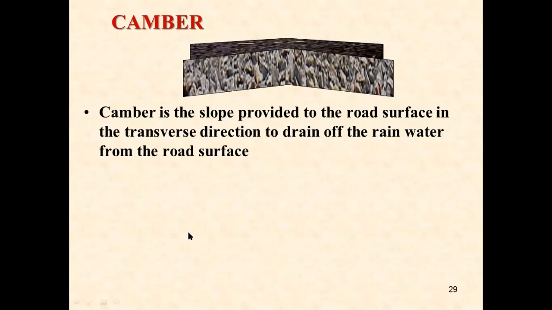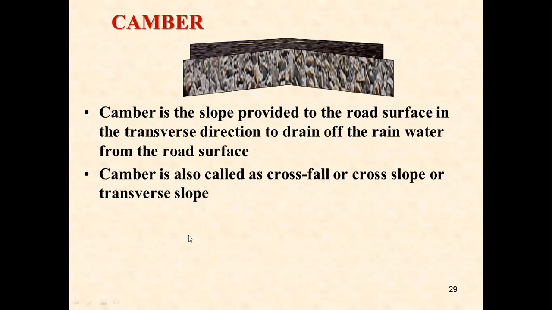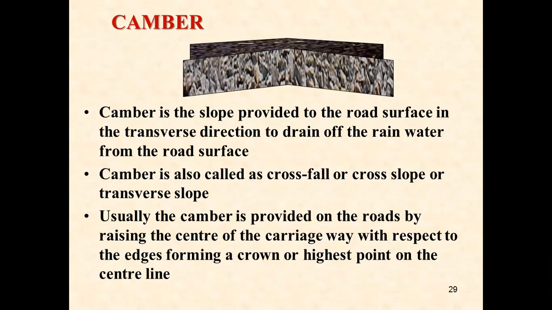Camber. Camber is also called a cross fall, cross slope or transverse slope. Usually the camber is provided on the roads by raising the center of the carriageway with respect to the edges, forming a crown or the highest point of the center line. So that is what we are going to call camber.